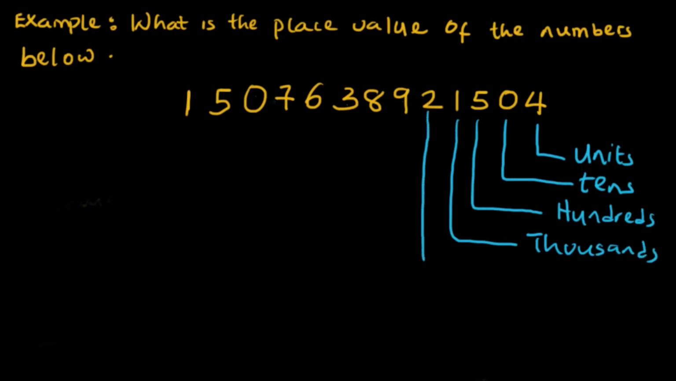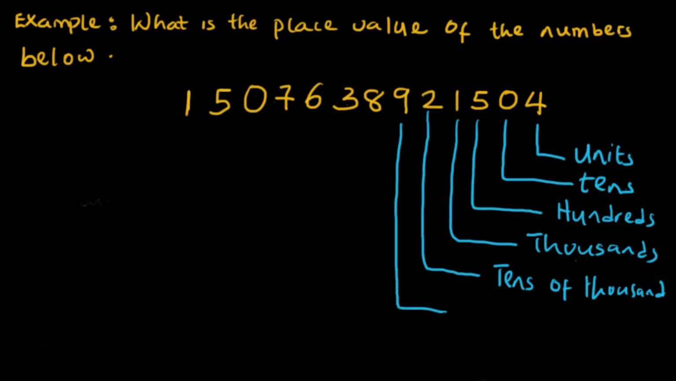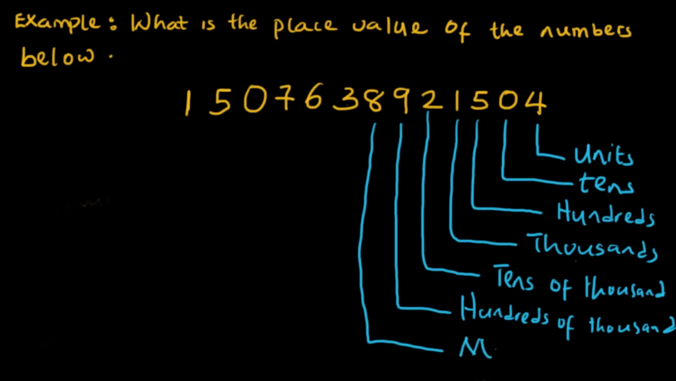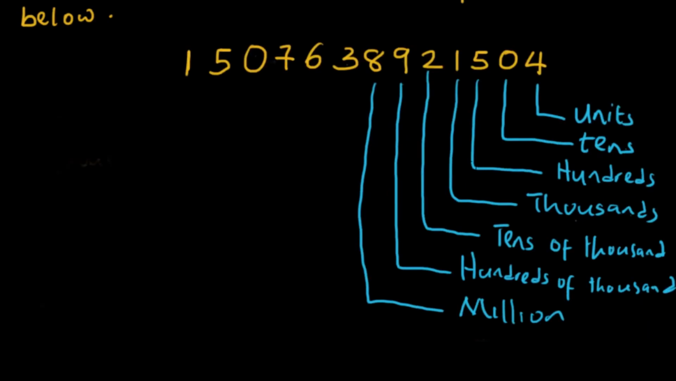Followed by, now after thousands, the next will be tens of thousand. So we have tens of thousand, followed by hundreds of thousand. Do you understand? Then the next will be what? Million. So we have million. Then after million, the next will be tens of million, the same way you did after thousand, tens of thousand. So we should be having tens of million.